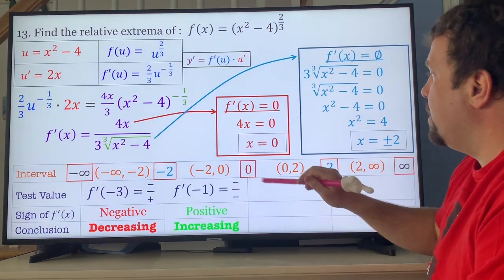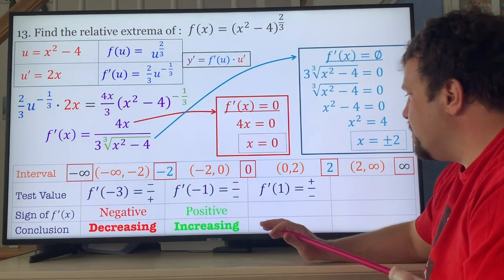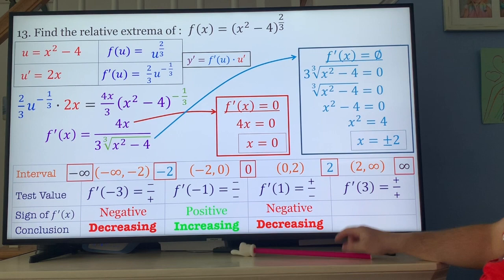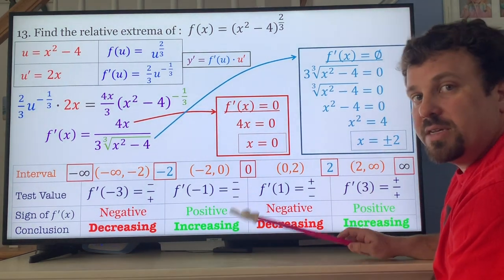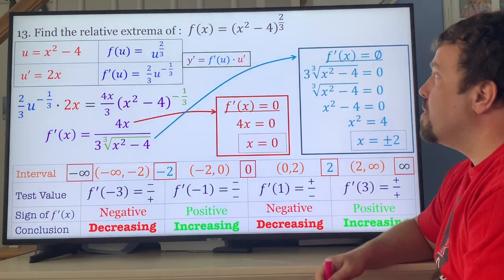Increasing. All right. 1. 1 over some type of negative number. Positive over negative is a negative. It is decreasing. And then finally right here you got 3. Positive over positive is a positive number, which means your graph is increasing. All right? All good? Awesome.